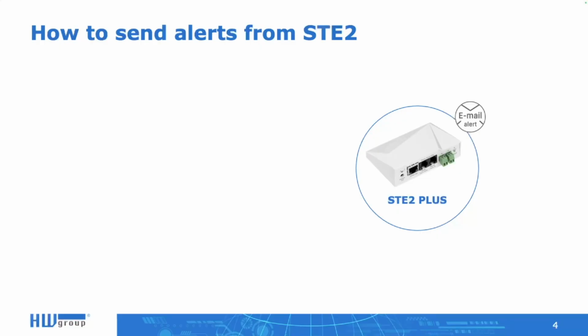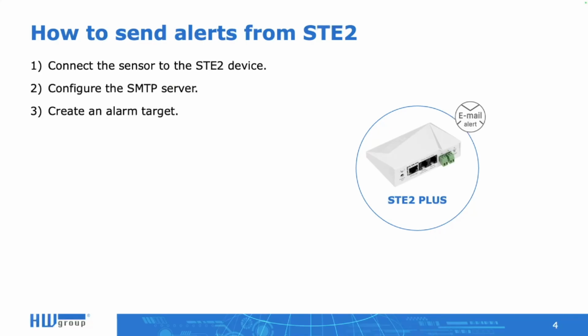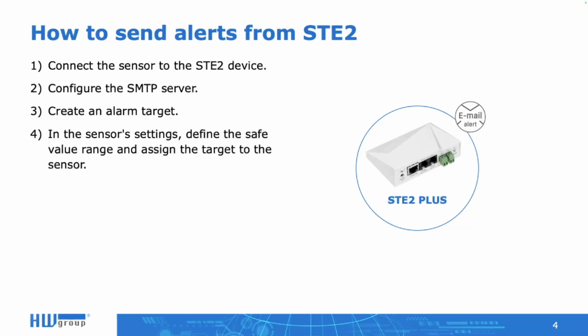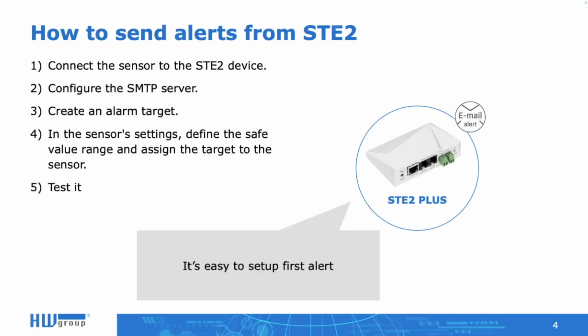For comparison, let's look at the process of setting up email alerts on a Perseus device and some other HW Group device, such as the ST2+. On the ST2+, you first connect the sensor to the device and configure the SMTP server. Next, you define the alarm target. The final step is to set the sensor range and assign the target in the sensor settings. And that's it. Compared to Perseus, setting up the first alert on the ST2+ is relatively simple.